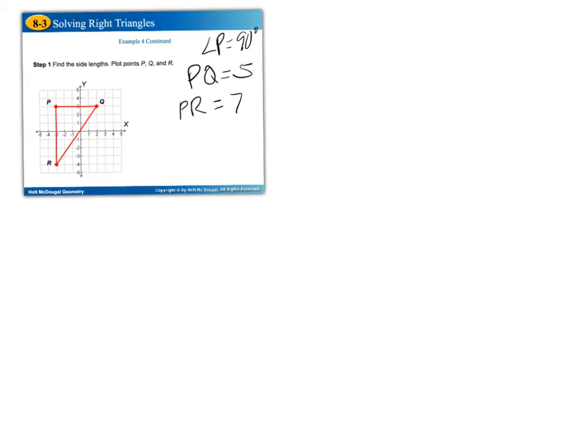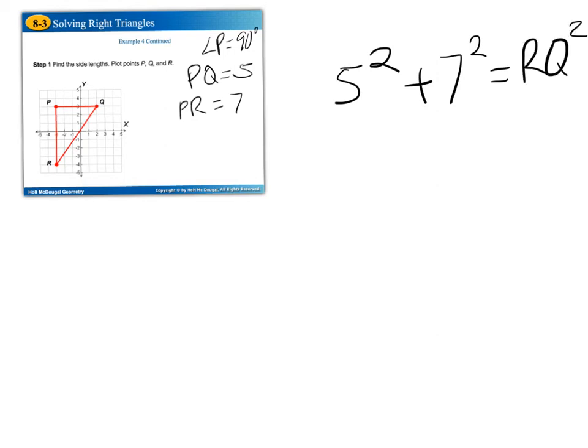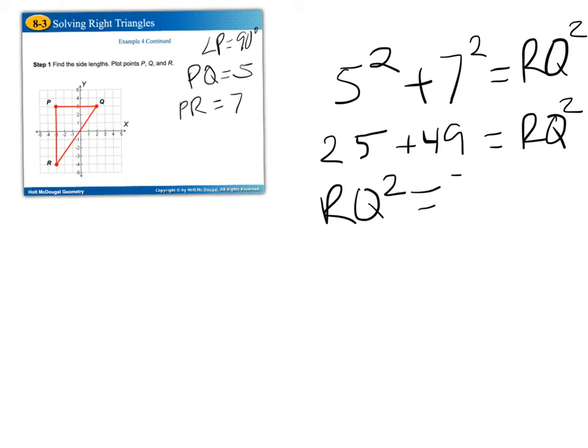A squared, PQ is going to be my A because it's shortest. So 5 squared plus PR is going to be my B, because this has to be my hypotenuse because I just said this was the right angle. So plus 7 squared equals RQ squared. So we get 25 plus 49 equals RQ squared. This gives me 74, so RQ squared equals 74.